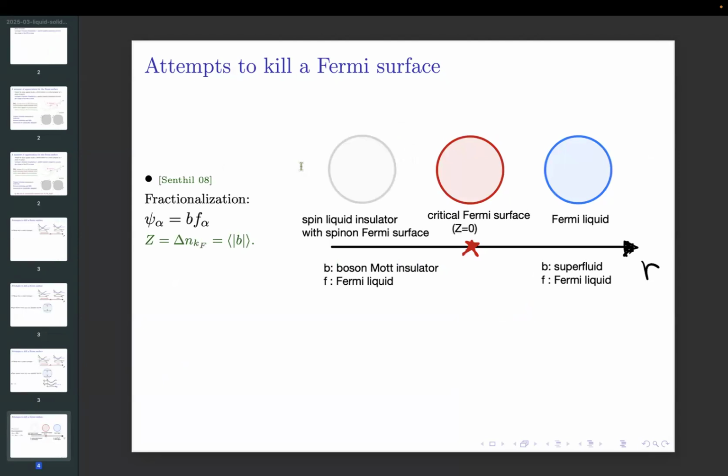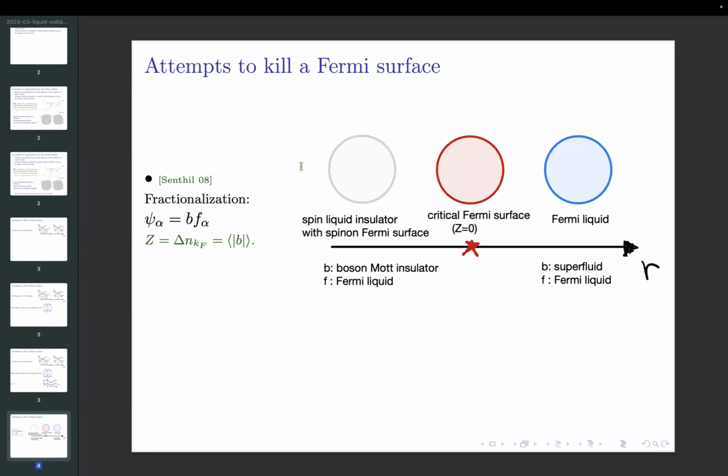Okay, a more interesting attempt to kill a Fermi surface is, I learned about it from Senthil, the following. Let's start here. I'm going to tune some parameter R. I'm not going to tell you exactly what it is, but we started in a Fermi liquid. Let's imagine, I'm going to try to describe this in high energy language, that secretly the electron is a meson, meaning some gauge invariant composite of some degrees of freedom, which I'll call B and F. So I'm going to write the operator that creates the electron as a product of B and F.